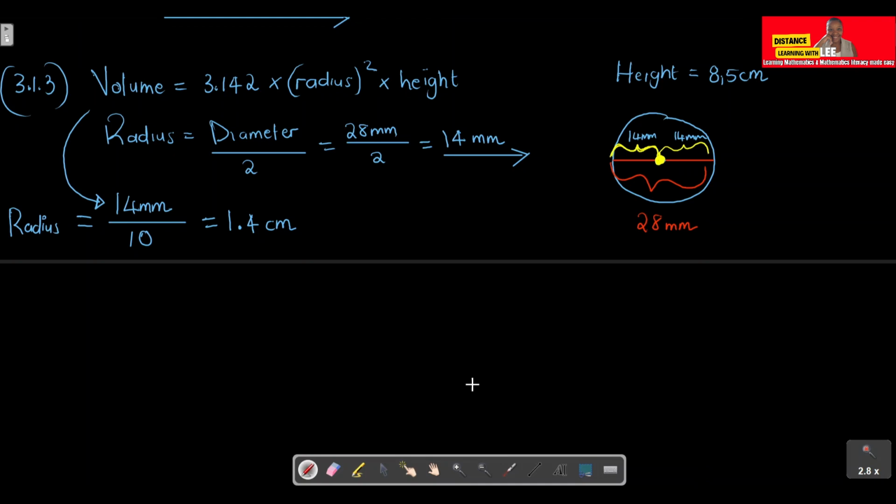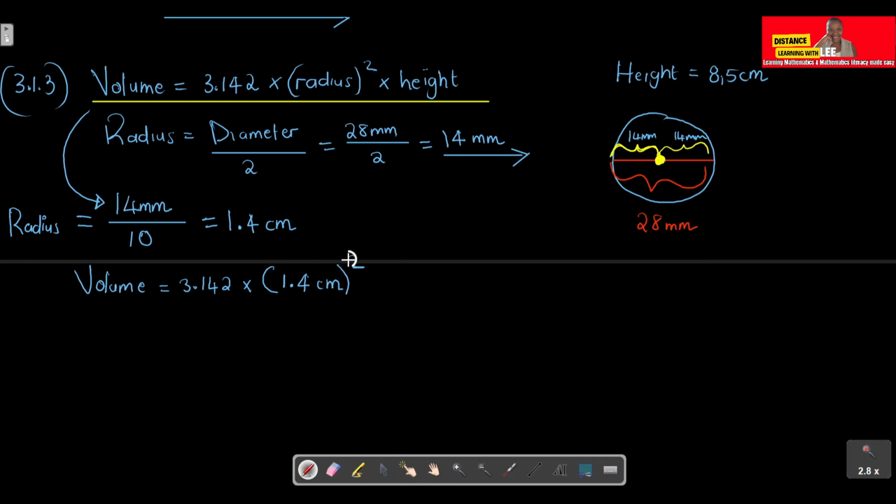Now we're more than ready to substitute everything into the formula that was given to us, to calculate or prove that the volume is in fact 52.34572. Let's just substitute everything into the formula now. Therefore, our volume is equal to 3.142 multiplied by, what is our radius? It's 1.4 centimeters. You need to square that.